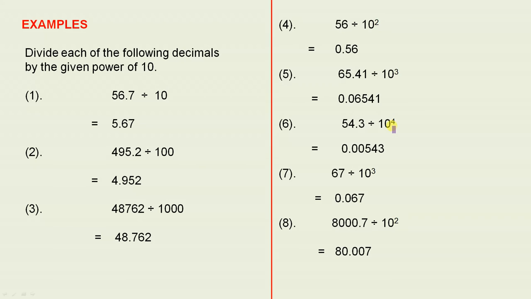54.3 divided by 10 to the power of 4, move the decimal point four places to the left. 1, 2, 3, 4. 67 divided by 10 to the power of 3, move it three places to the left. 1, 2, 3. And 8000.7 divided by 10 squared, move it two places to the left. 1, 2. So it's 80.007.